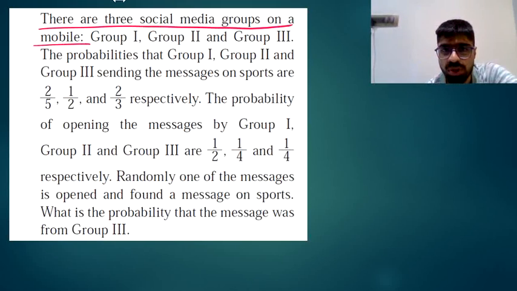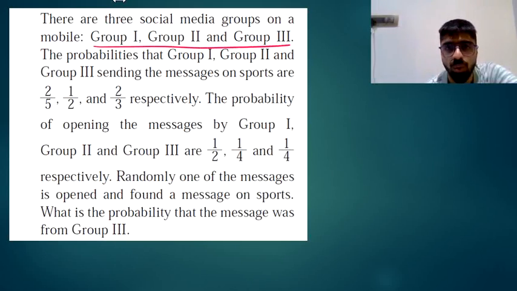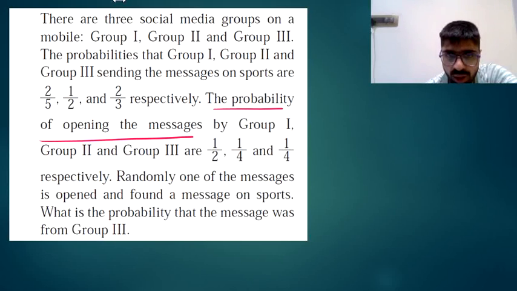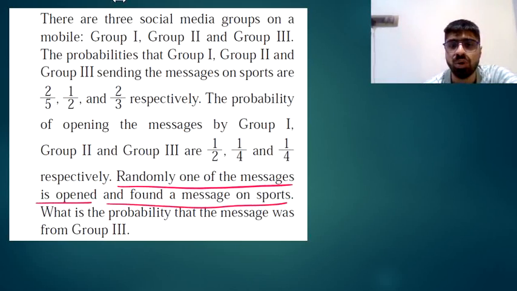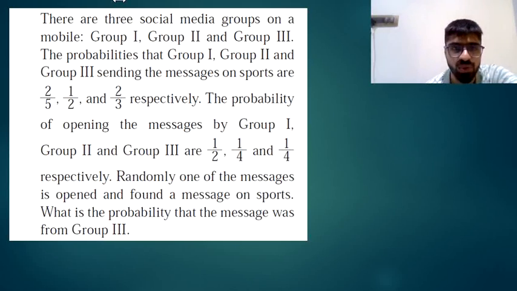Three social media groups, 1, 2 and 3. The probabilities that group 1, 2 and 3 are sending messages on sports are 2 by 5, 1 by 2 and 2 by 3. The probability of opening the messages by group 1, group 2 and group 3 are 1 by 2, 1 by 4 and 1 by 4 respectively. Randomly one of the messages is opened and found to be a message on sports. What is the probability that the message was from group 3?